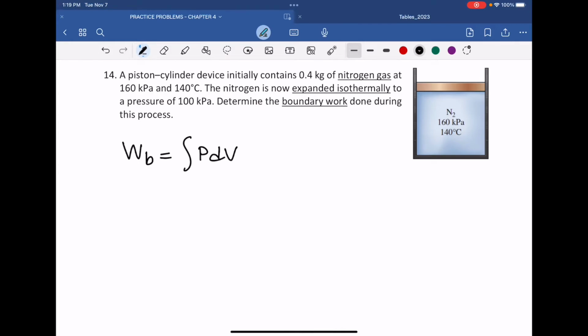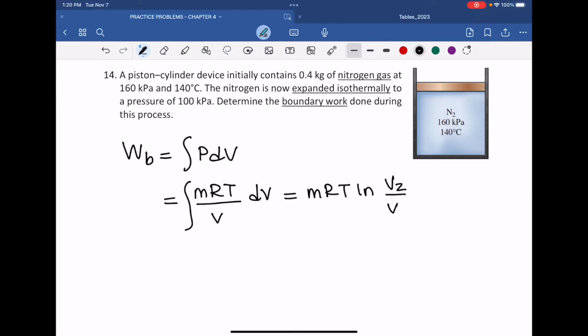we cannot take the pressure out. Instead, we can write MRT over V, which is, so after we know this, now we can calculate it. And here the mass is given. R we can find from table A-2. And T is 140, and it's not changing, and we know those.